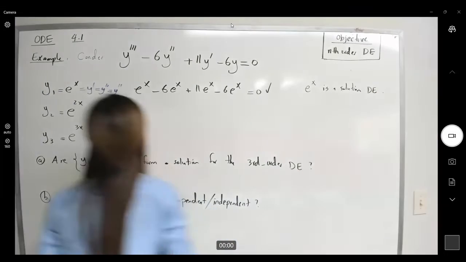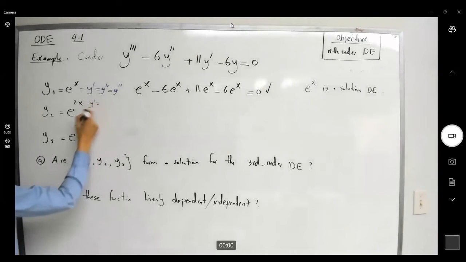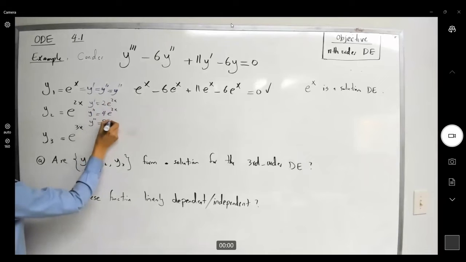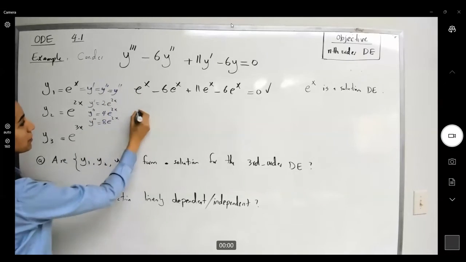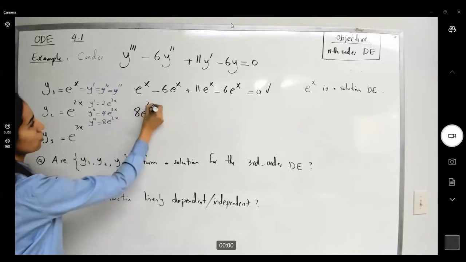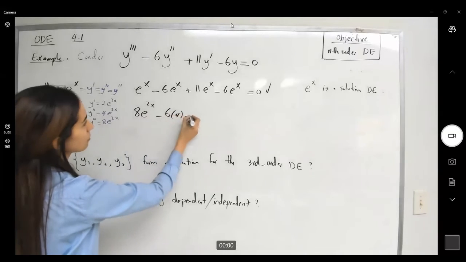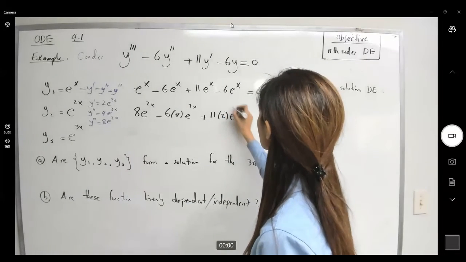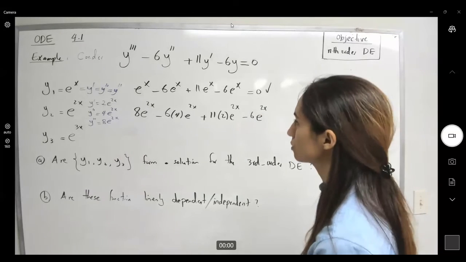What about e to 2x? Well, we have to do a little bit of elementary calculus, nothing very hard. Y prime is 2 e to 2x. The second derivative is 4 e to 2x. And the third derivative is 8 e to 2x. Now we just plug that in. We have 8 e to 2x minus 6 times 4 e to 2x plus 11 times 2 e to 2x minus 6 e to 2x. Well, let's check to see.